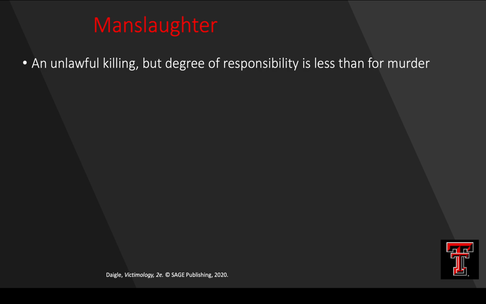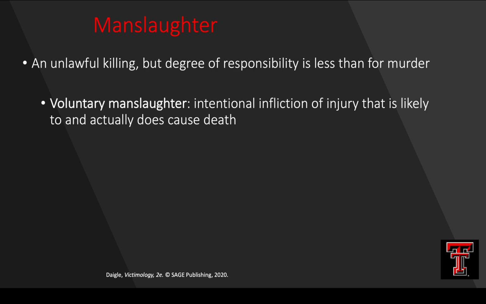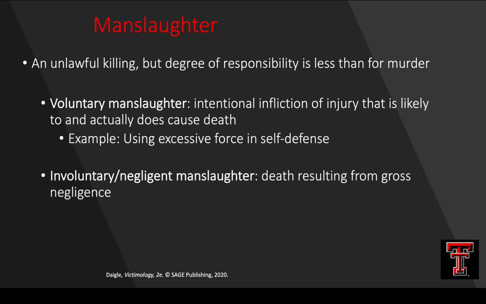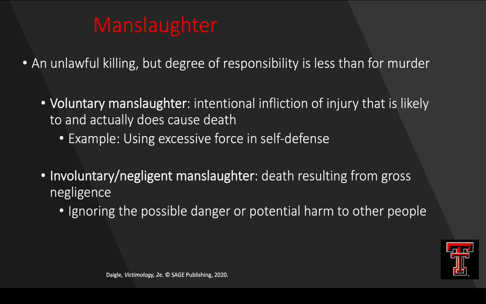Okay, so next is manslaughter. This is also an unlawful killing, but the degree of responsibility is less than that of murder. For example, in voluntary manslaughter, you mean to inflict injury on somebody, but you do not mean to kill them, such as using excessive force in self-defense. And then there's involuntary and negligent manslaughter, where you do not mean to even hurt somebody or kill somebody, but their death results from gross negligence, ignoring the possible danger or potential harm to other people.